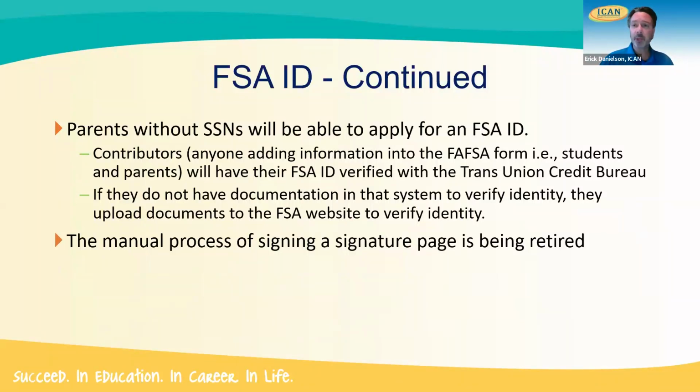Not many have been able to do it, but we've been told that by the end of February, which we're at that point right now, or the beginning of March, it is going to be easier for those parents without Social Security numbers to apply for an FSA ID. The contributors will try to have their FSA ID verified with TransUnion. If not, they're going to be asked for documentation to verify that from Federal Student Aid.